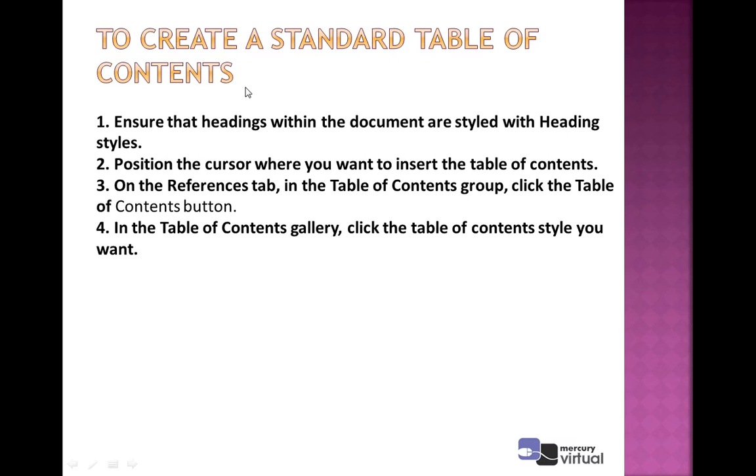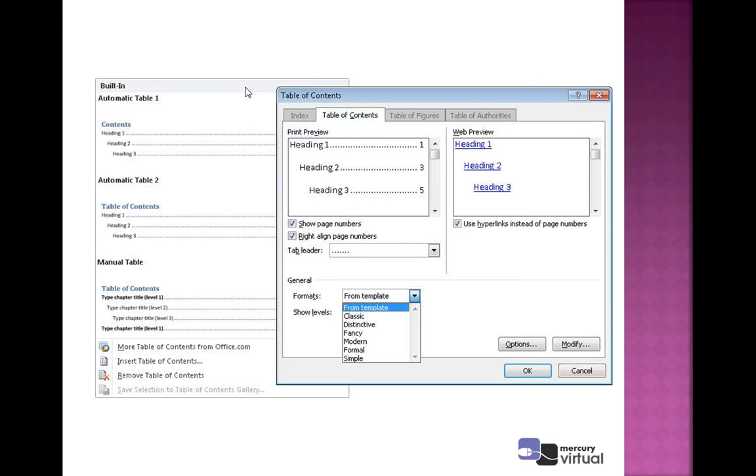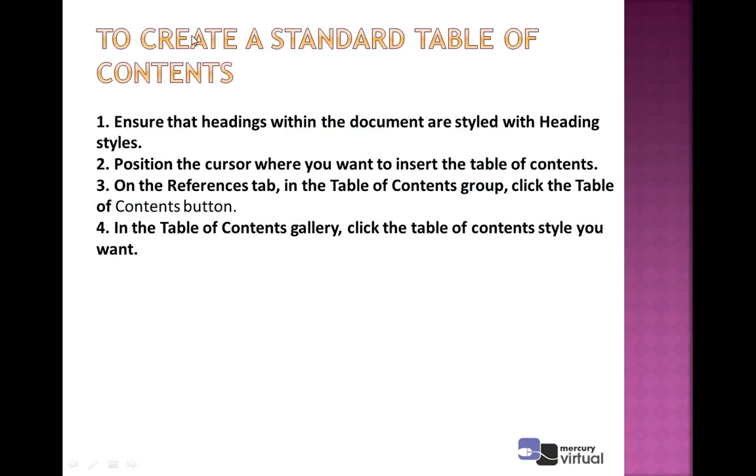Now, how to create a standard table of contents? First point says ensure that headings within the document are styled with heading styles. Means headings should appear in a separate manner and are styled with a heading style, like heading 1, heading 2, heading 3. So these are styles in a heading format.